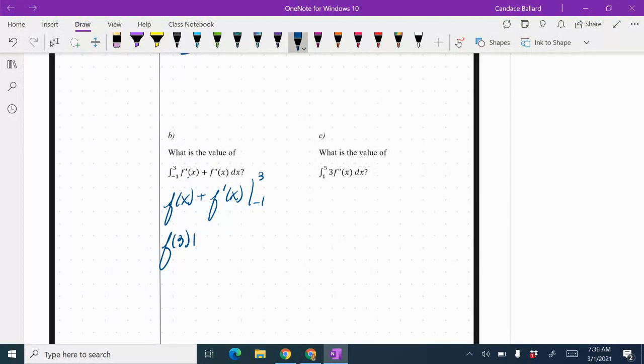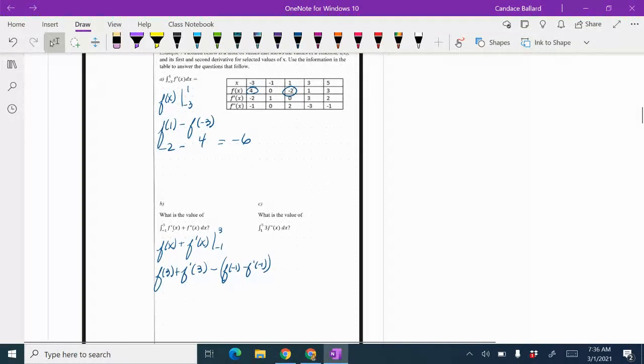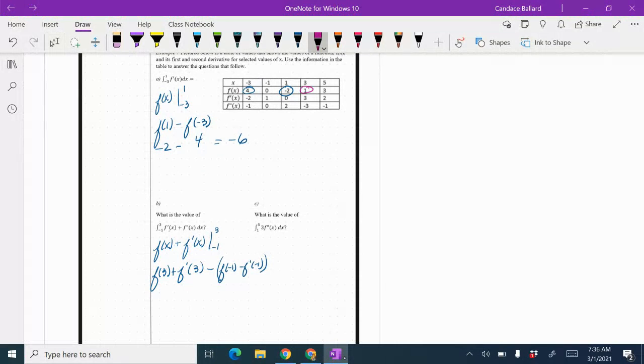So I'd have f of 3 plus f prime of 3 minus, always big parentheses, f of -1 plus f prime of -1. And we're going to go ahead and read those values out of the table. So f of 3, I'm going to zoom out just a bit. f of 3 looks like it's 1. f prime of 3 is 3, so plus 3, minus f of -1 is 0, minus f prime of -1 is 1. So it looks like we've got 4 minus -1, which is positive, so it looks like it's 5.